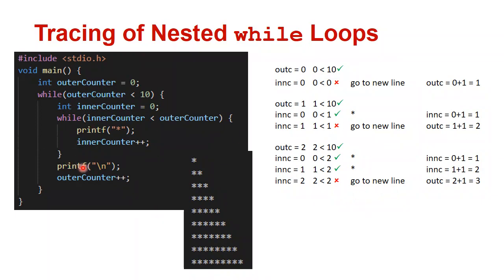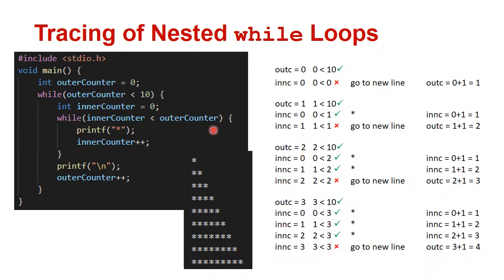New line means it will go through the outer while loop statements. Printf backslash n means go to the new line and update the outer counter value. Now outer counter value is 2, 2 plus 1, 3. Then again 3 is less than 10, condition satisfied. So inner counter is 0, 0 is less than 3. It will print a star and again 0 plus 1, 1. Again check the condition, 1 is less than 3. Again print a star and inner counter plus plus.